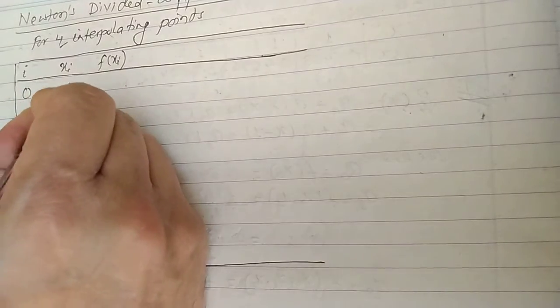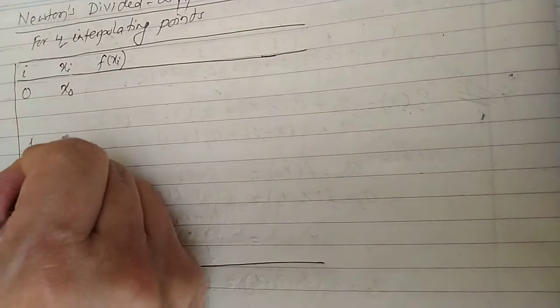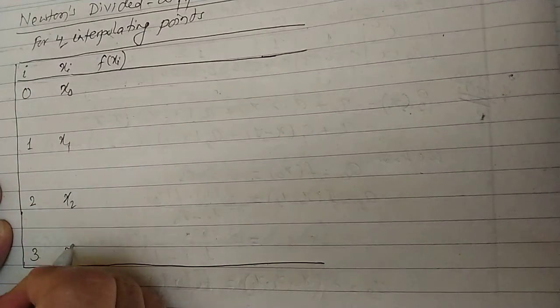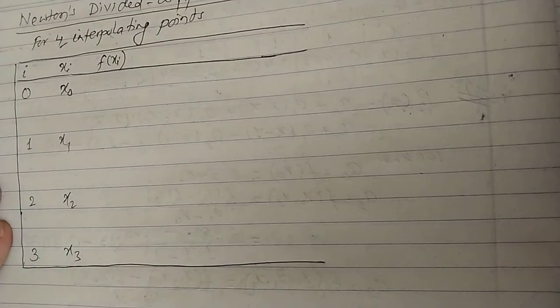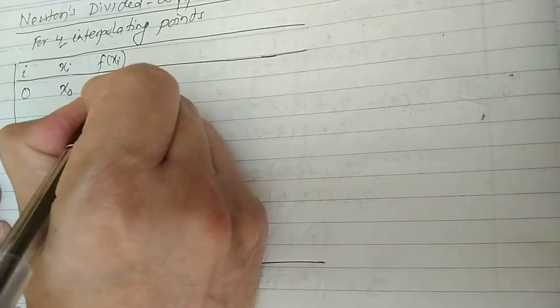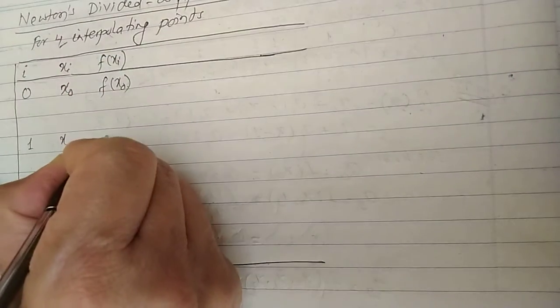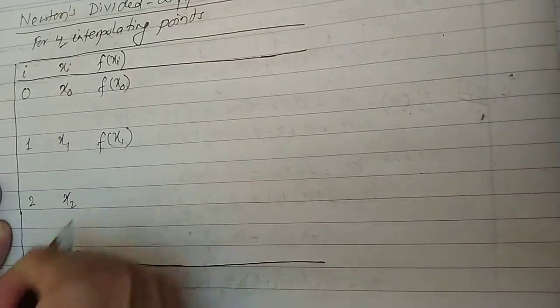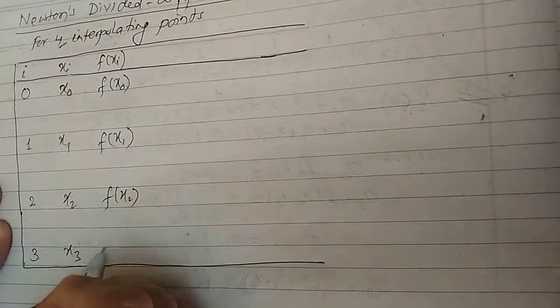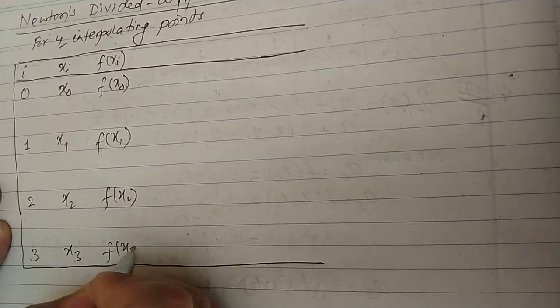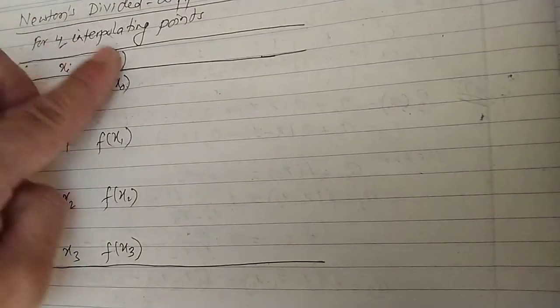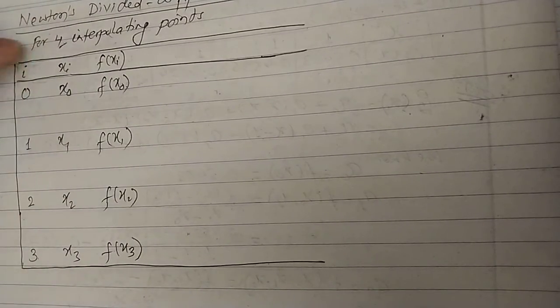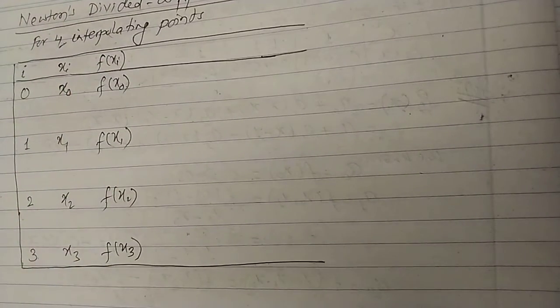So x for i equals 0, x0, x1, x2 and x3, these values are given in the table. And its corresponding f(x) is also given in the table. There is f(x0), f(x1), f(x2), f(x3). So these things are given in the table. i is the general index. So xi and f(xi) are given in the table.